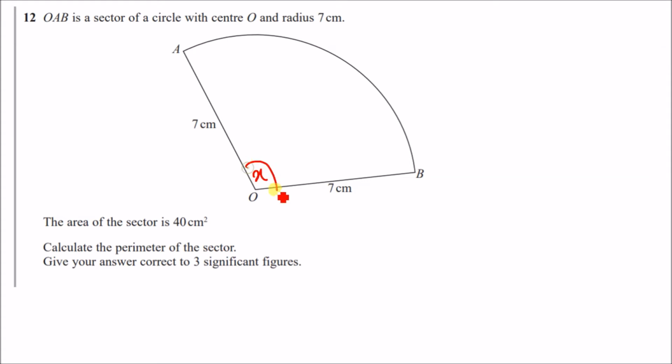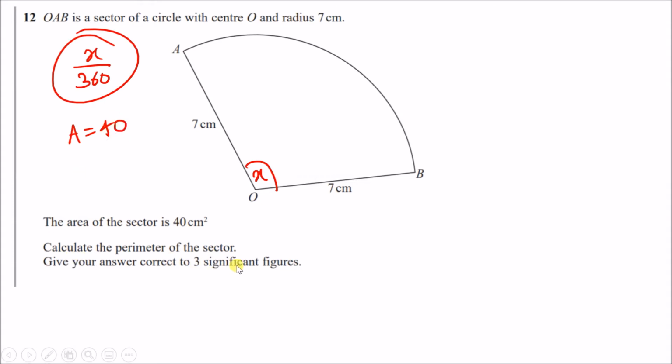So let's call this angle X. And this is being divided by X out of 360, yeah? So if you've got a whole circle out of 360, then it's going to be X out of it. That's what it is. Now, it tells us that the area of this sector is 40 centimeters squared. So let's just note it down here.